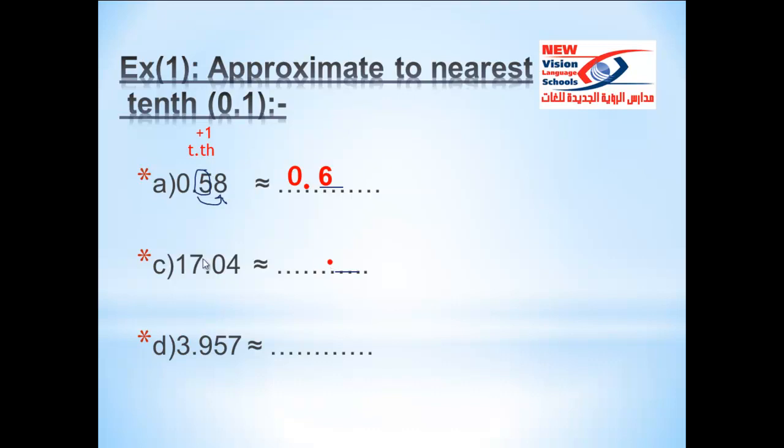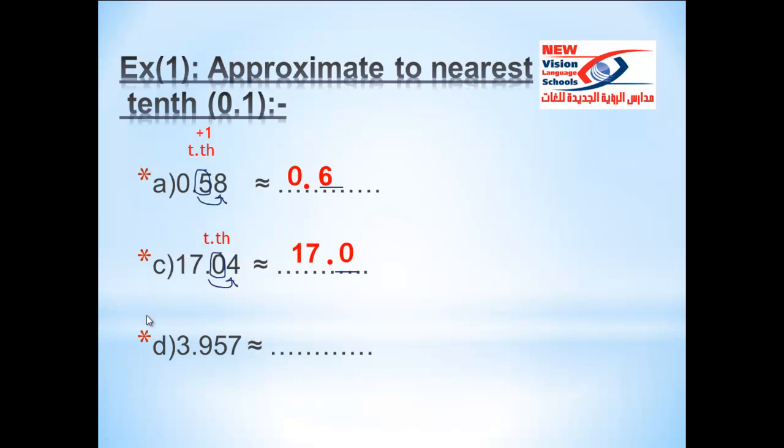Okay? Where is our tenths here? 0. Yes, 0 is our tenths. Make a circle on it. Look at the right. 4. Ask 4, are you poor or rich? Yes, it is poor. So it will give nothing to 0. So 0 will fall down and the 17 will come down.